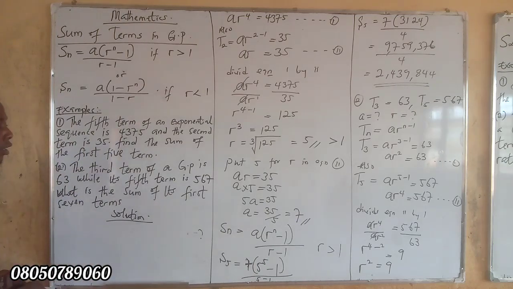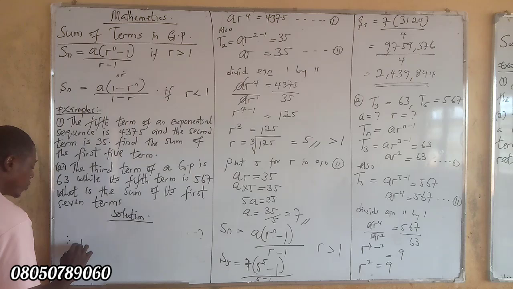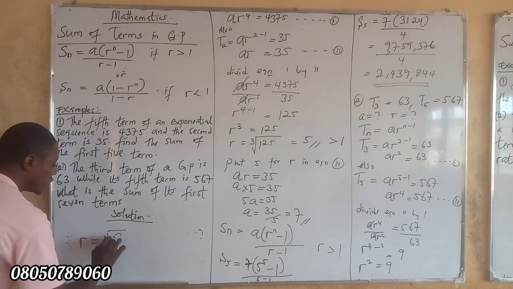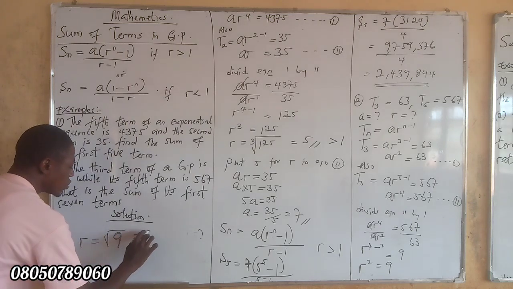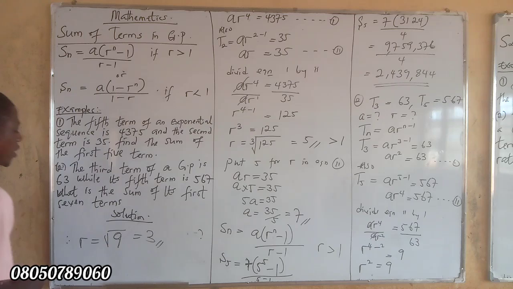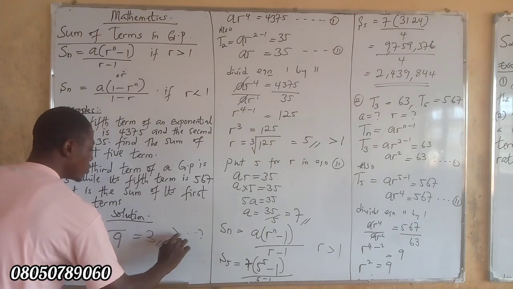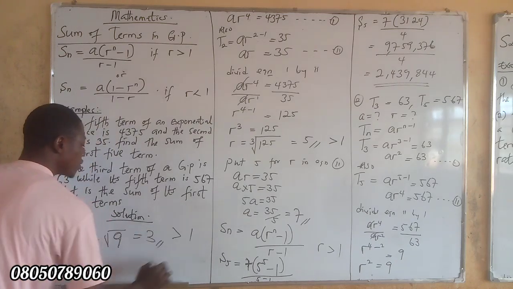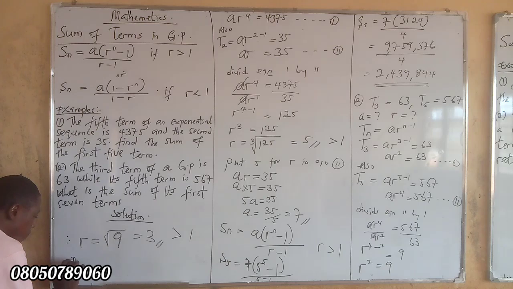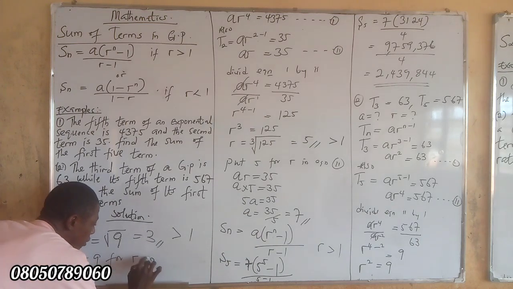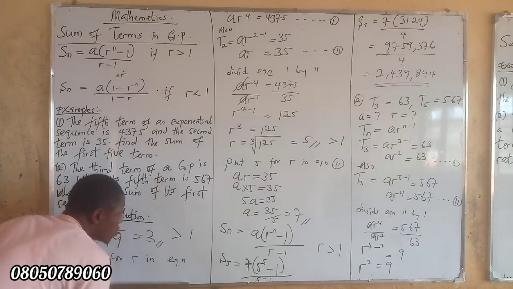Therefore our R will be equal to the square root of 9, which is equal to 3. We've gotten our R to be 3. Remember this R, which is 3, is still greater than 1. So we put 3 for R in an equation. You can use any equation of your choice.